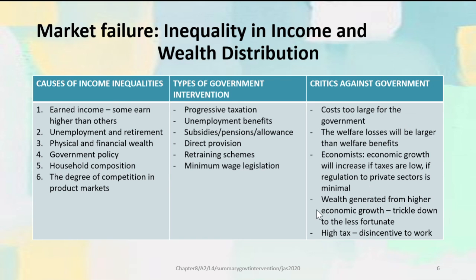And finally, the next one will be wealth generated from high economic growth trickling down to the less fortunate. So this one seems good actually. The wealth generated from high economic growth by right should trickle down to the less fortunate, but in a lot of cases it doesn't. So let me just add that. So then it becomes a critic. And finally, high tax will just be a disincentive to work. We have seen this before as well, because where tax is concerned, it will be a disincentive to effort for certain groups of people. So that's a summary.